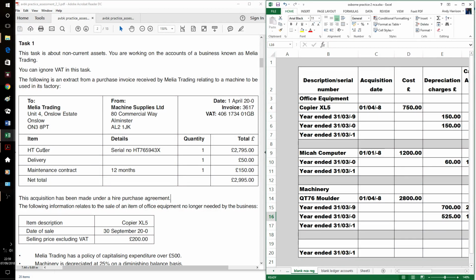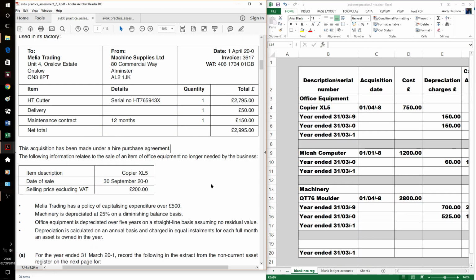So we bought a HT cutter. It's got its own cost, the machine cost. Delivery charge is fine, we can capitalise that, but this 150 can't be included in the cost. That's a revenue expense, so it would have its own little account. So the actual cost would be 2845. Is there anything else? Let's have a look. Over 500, that's not a problem for capitalising.